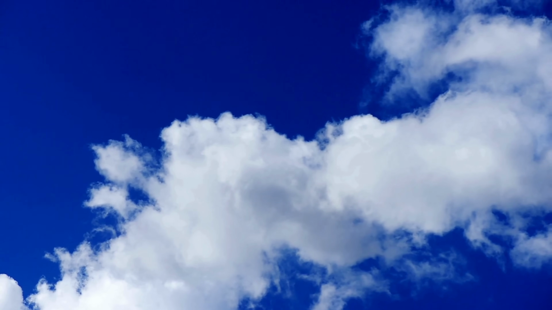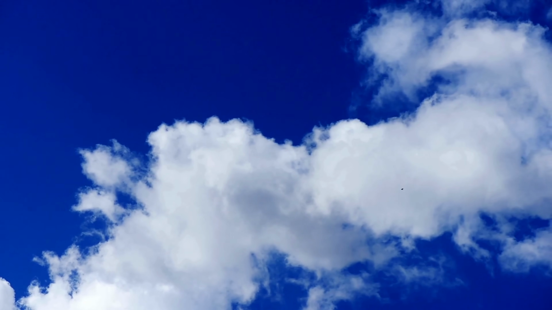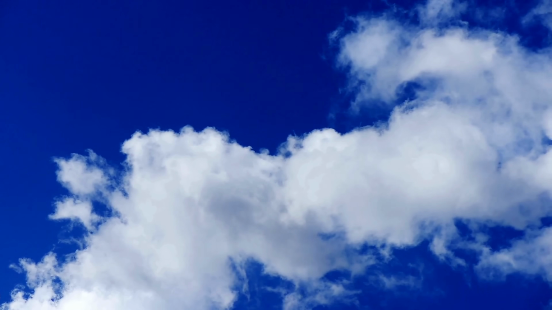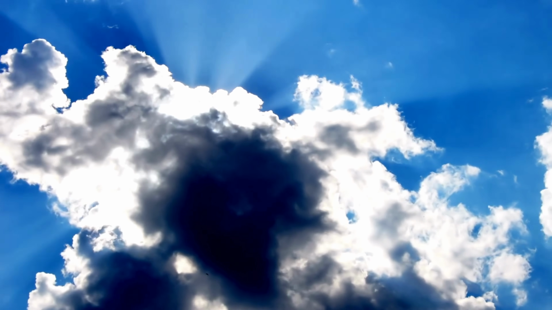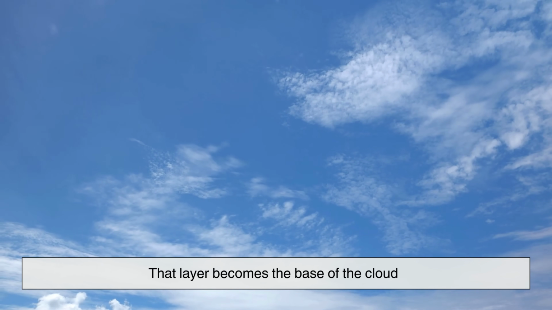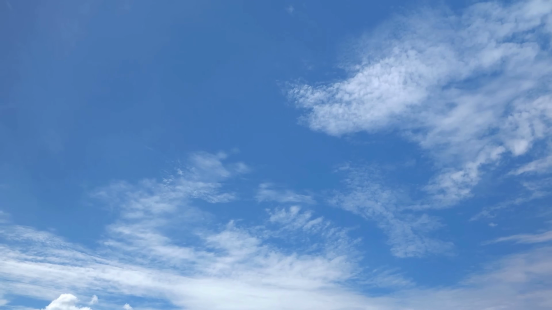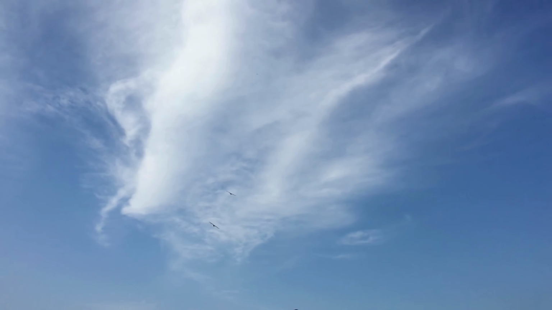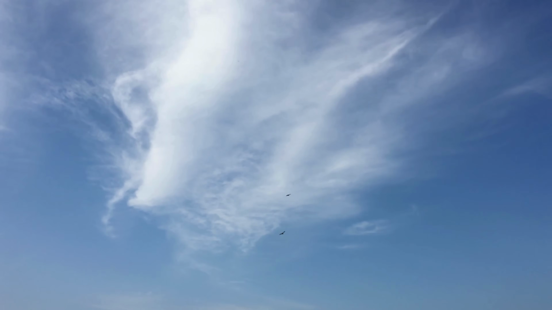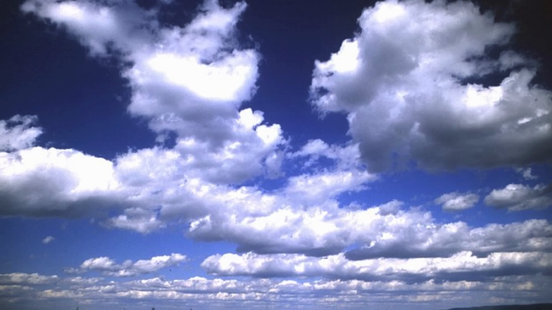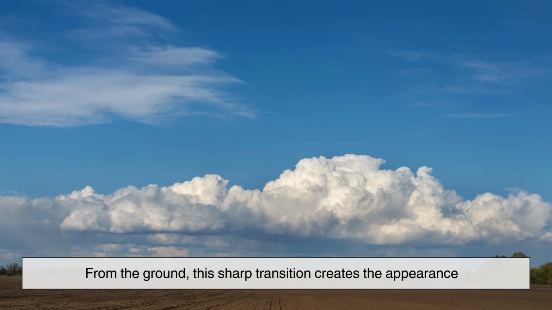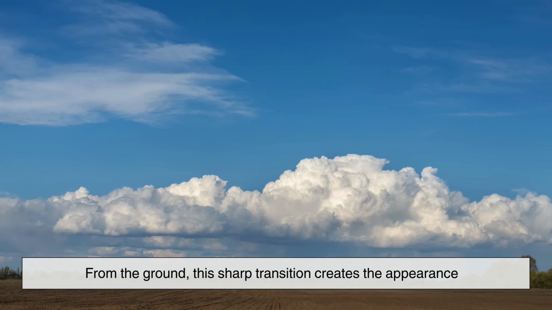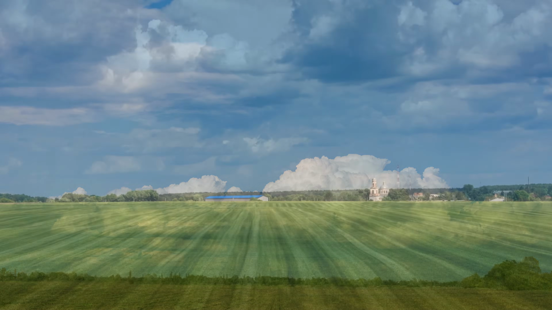Suddenly, water vapor begins condensing into droplets. And because this temperature threshold occurs at roughly the same height for the surrounding air mass, cloud droplets start forming across a wide horizontal layer of the atmosphere. That layer becomes the base of the cloud. Everything below that level is still too warm for condensation, so the air remains clear. Everything above it contains droplets that make the cloud visible. From the ground, this sharp transition creates the appearance of a clean, flat underside.